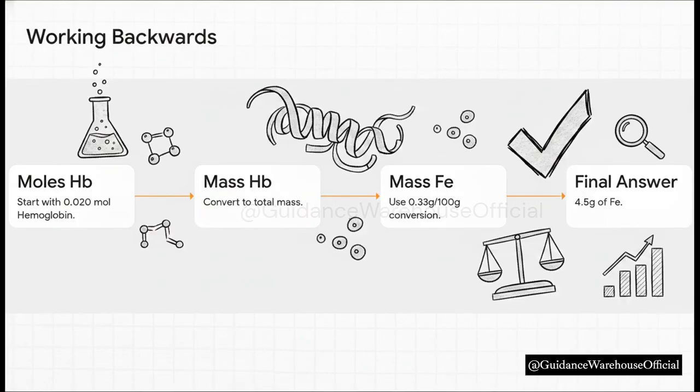Here's the exact pathway to solve it. First, we start with what we know, 0.020 moles of hemoglobin. We convert that into the total mass of hemoglobin using its massive molar mass. Then, we use our percent composition as a really powerful mathematical conversion factor. We multiply our total mass by 0.33 grams of iron over 100 grams of hemoglobin. The units cancel out beautifully, leaving us with exactly 4.5 grams of iron.